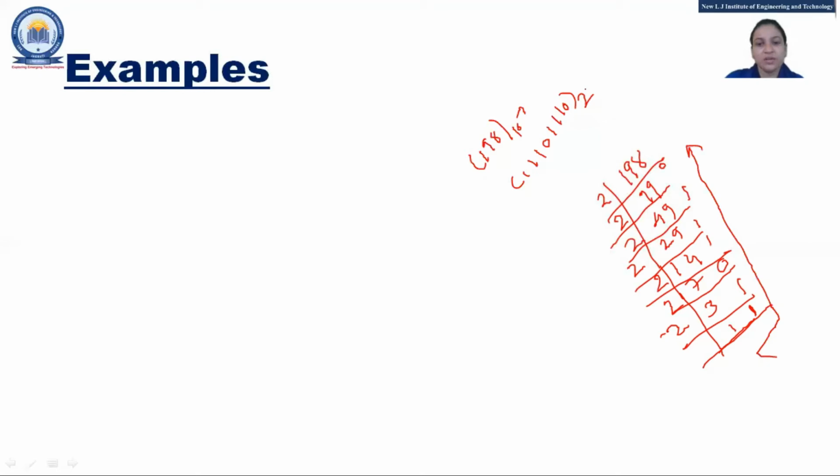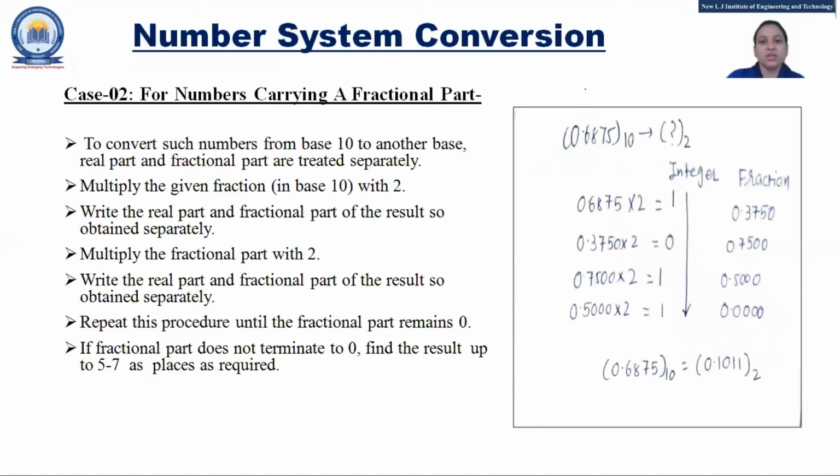Now let us talk about a fractional number if it is given. In this case, this is our fractional number that we have to convert to the equivalent binary fraction. What we will do here is multiply with 2 and separate out the integer part and the fraction part. So 0.6875 multiplied with 2, the integer we get is 1 and the fractional part we get is 0.3750. If we multiply this term with 2, we will get 1.3750, out of which you have to separate the integer part and the fraction part.